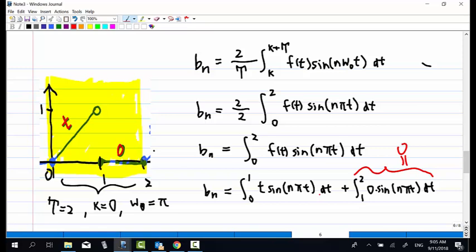And we need to do integration by parts again. Followed by integration by parts, you will follow this LIATE. So the algebraic part is t, and then the trigonometric part equals sine n pi t.